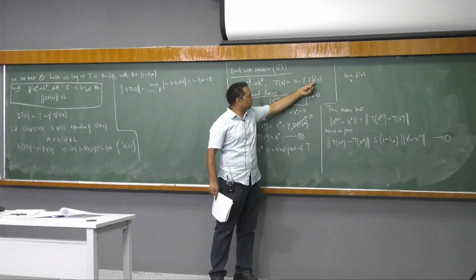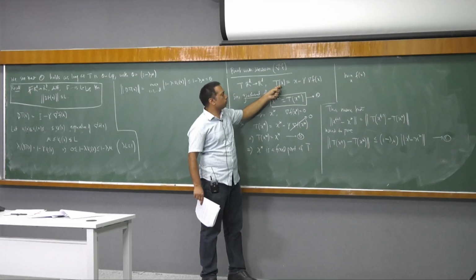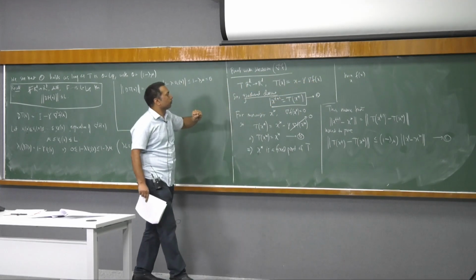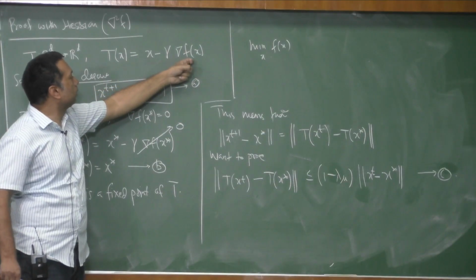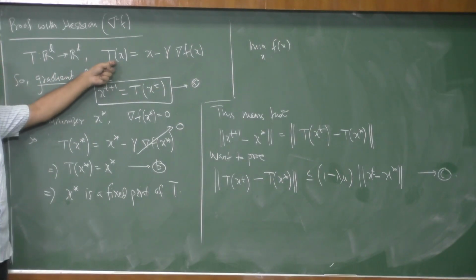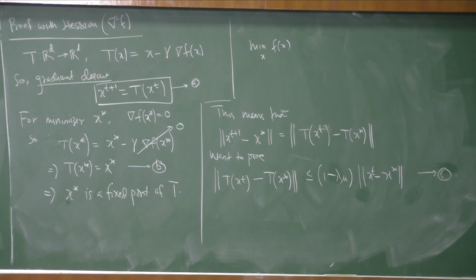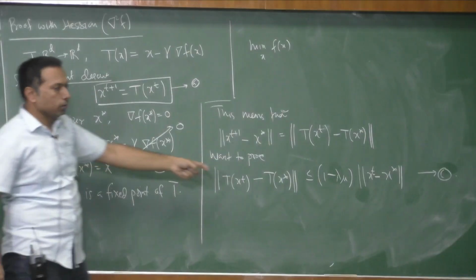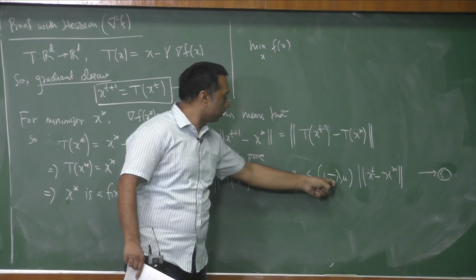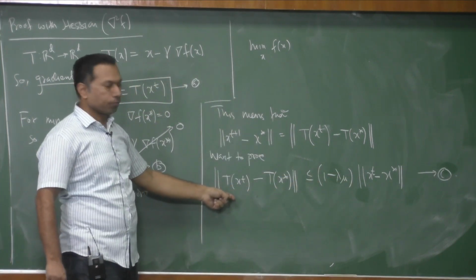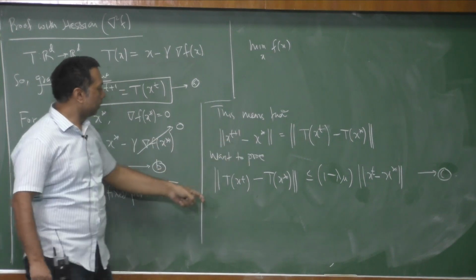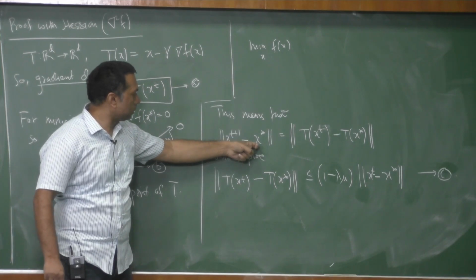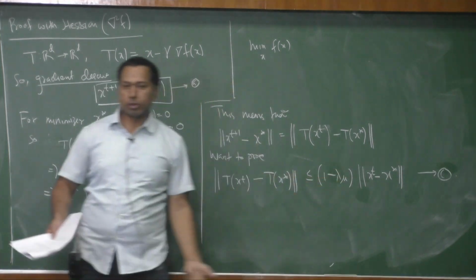F was mu strongly convex was given to us. We formed an operator T out of this, which corresponds to gradient descent. And the fact that F was L Lipschitz implies that T is theta Lipschitz, with theta being this. This is what we proved just now. And T being theta Lipschitz exactly means this, meaning that the norm of xt plus 1 minus x star is less than or equal to this, which is what we wanted to prove, right?